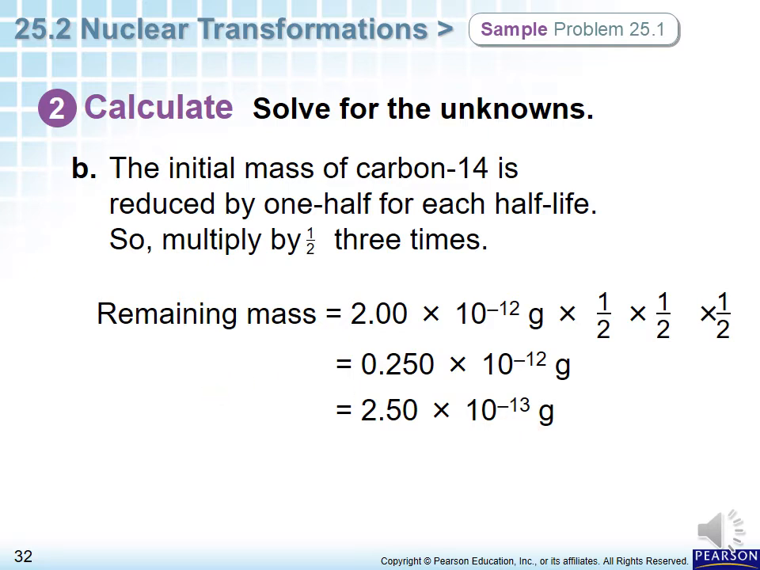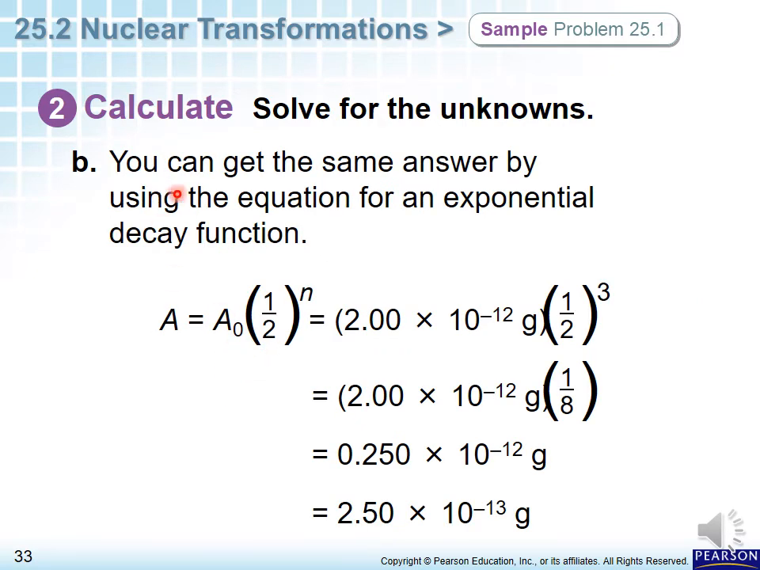But you can use this method directly by putting the values in the equation. So look here. Now A is equal to, which is the remaining amount, A naught, which is the initial amount, times half to the power n. Okay, n is the number of half-lives. So put the values. A naught was what? 2.00 times 10 power negative 12 times half, and how many half-lives did we need? 3.